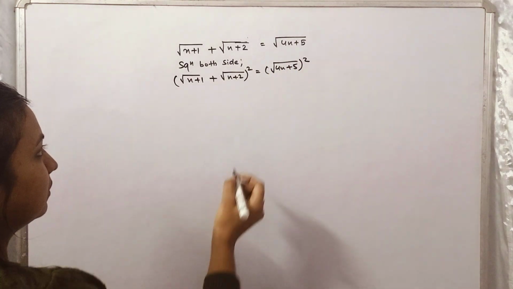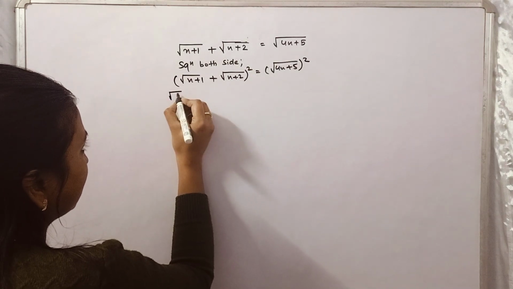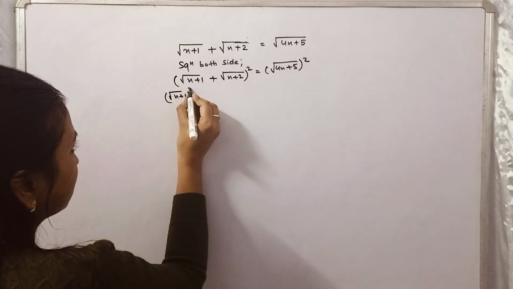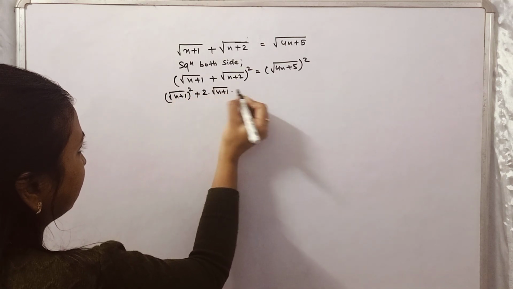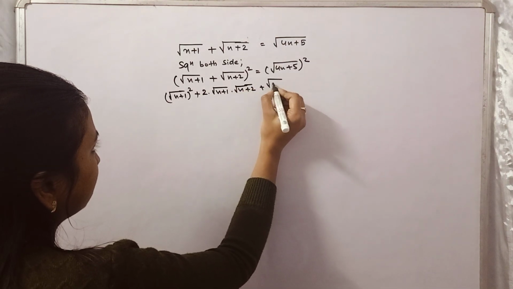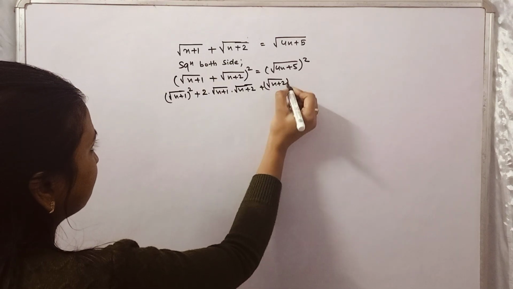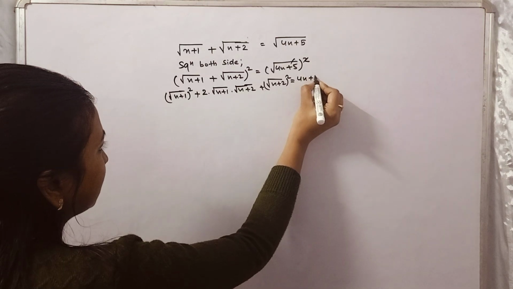Fine. Now see, this is in the form of a plus b whole square. So we will write a square plus 2ab plus b square. Fine. That is equal to this, and the square and the root get cancelled out. So we have 4x plus 5.